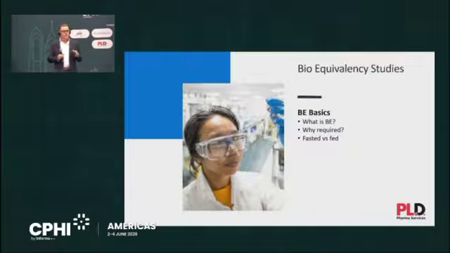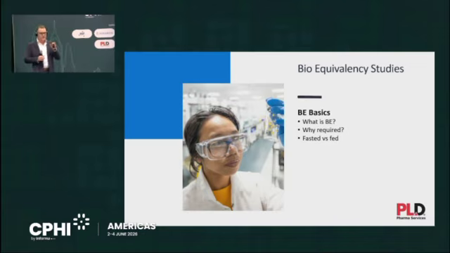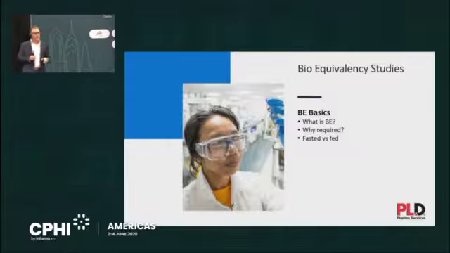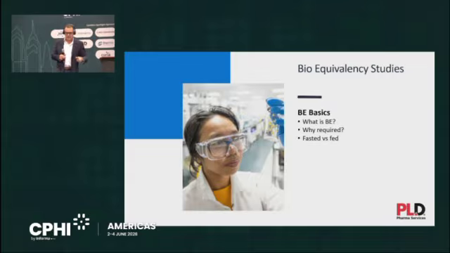24 patients go to the clinic. They're going to go to the clinic twice. The first time they go there, they're going to take the brand product, and then the second time they go there, they're going to take the generic product. And what they do is they match the blood levels between the two within the same person, taking both tablets or both liquids, whatever the case may be, and they look for blood levels.